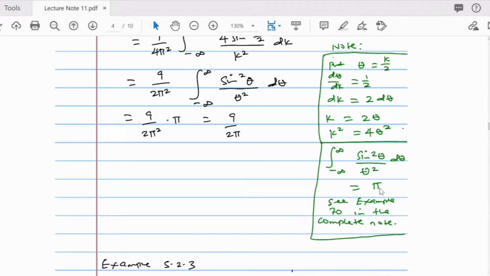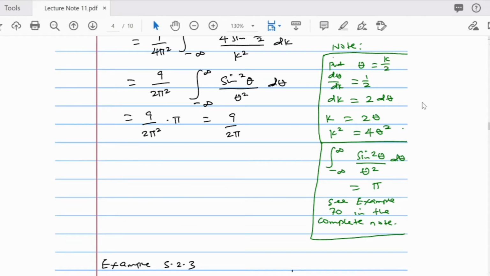Is that okay? You can see page 70 in the lecture note. If you look at page 70 in the lecture note, you're going to get this. So the whole of this integral is pi, and you multiply by this. We cancel pi, and we have 9 over 2 pi.